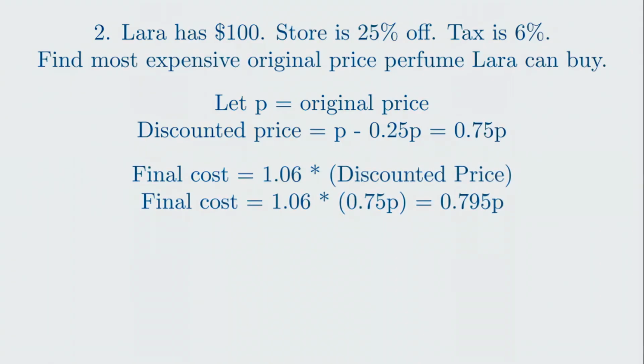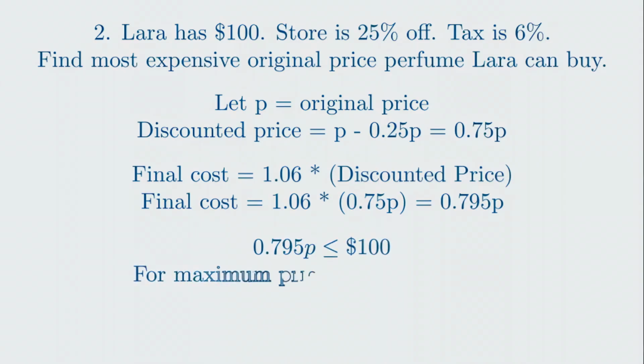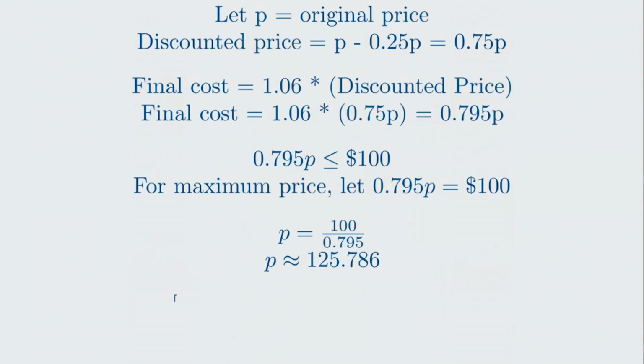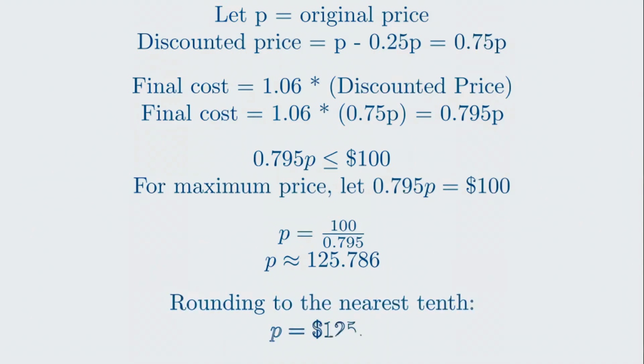Laura has $100, so her final cost cannot exceed this. We set up an inequality. The final cost, 0.795 P, must be less than or equal to $100. To find the maximum original price, P, we can treat this as an equation. 0.795 P equals 100. To solve for P, we divide both sides by 0.795. This gives us P equals approximately 125.786. The problem asks us to round to the nearest tenth. Looking at the hundredths place, 8 is greater than or equal to 5, so we round up. Rounding to the nearest tenth, the maximum original price P is $125.80. This corresponds to option B.